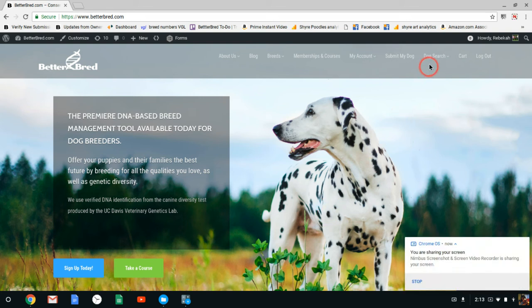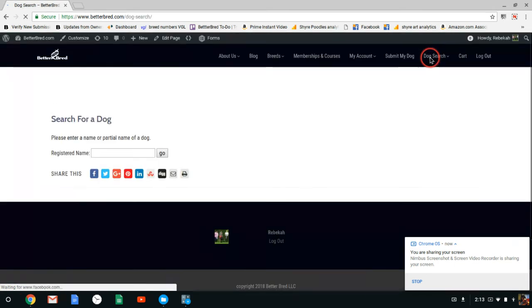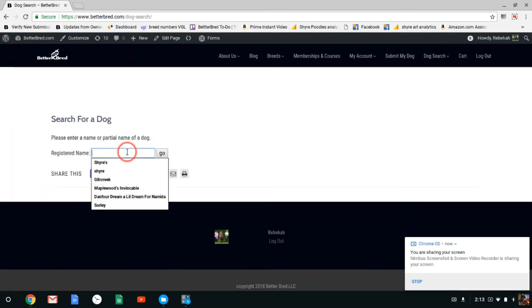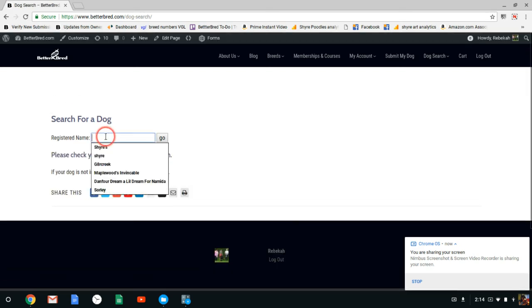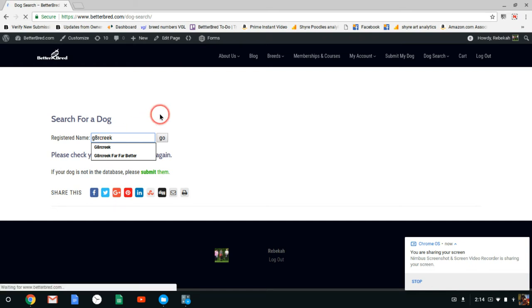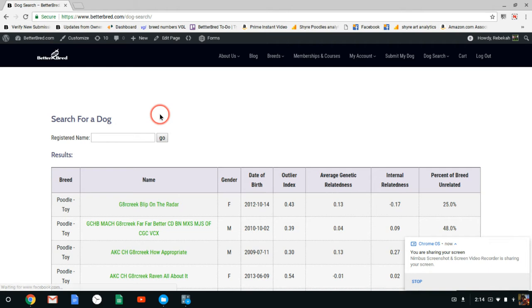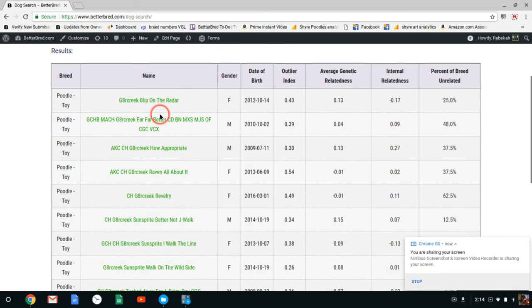Hi, toy breeders. Today I'm going to do a toy test breeding demonstration for you, and the attempt is to show how you might use this testing to help you line breed. I'm going to look up Gator Creek and pull up all of the Gator Creek dogs. I have a breeding already in mind, but I'm going to demonstrate both our comparison tool and then a test breeding.